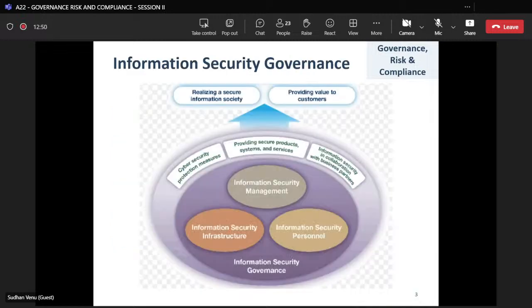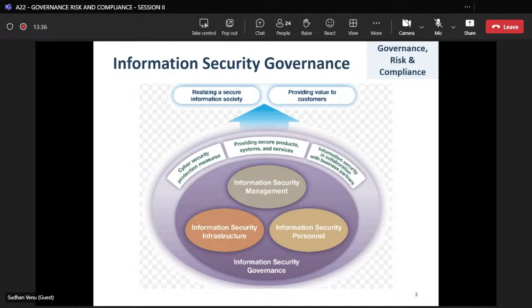This is a pictorial diagram for information security governance. It shows the information security infrastructure involved in information security governance, along with information security personnel and information security management. So everything relates to security at the infrastructure management level and the personnel level, and these three things cover cyber security protections, how products and systems are provided in a secure manner, including services, and how information security collaborates with business partners.